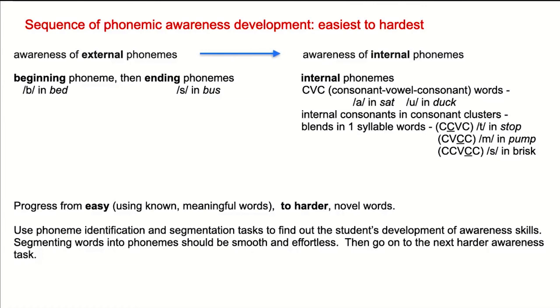Use phoneme identification and segmentation tasks to find out the student's development of awareness skills. Segmenting words into phonemes should be smooth and effortless. So for example, if a student is still struggling to separate and segment the phonemes in a three-letter word like consonant, vowel, consonant, then you would not go on to the more difficult words with more sounds until they are smoothly and effortlessly able to segment and blend the three sounds together.